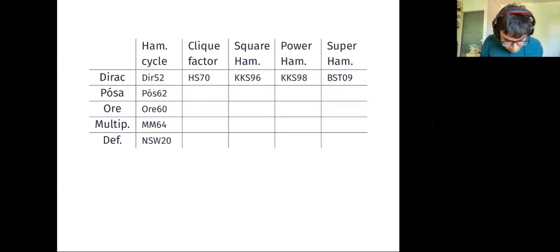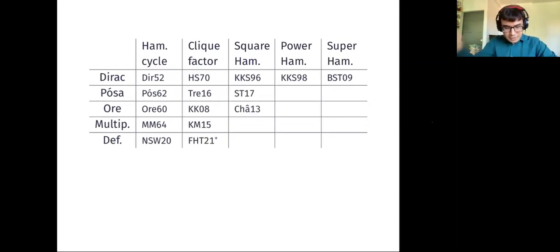So what else is known? We know this Pósa theorem for clique factors by Treglown, but not many more cases are known. As far as I know, this is the complete table which is known so far.